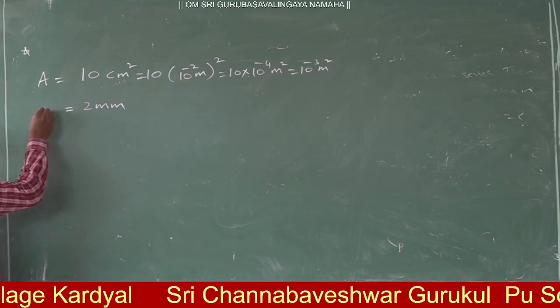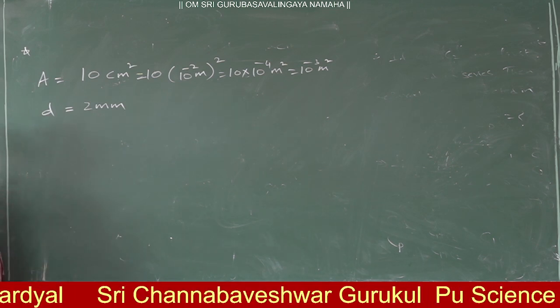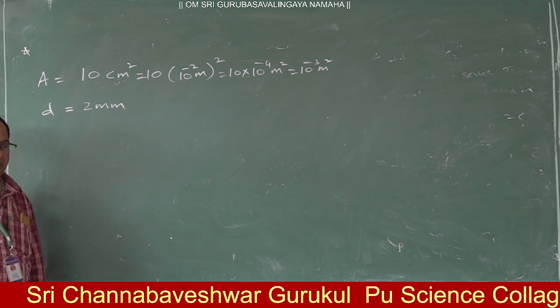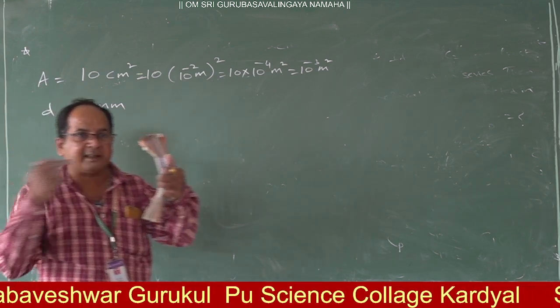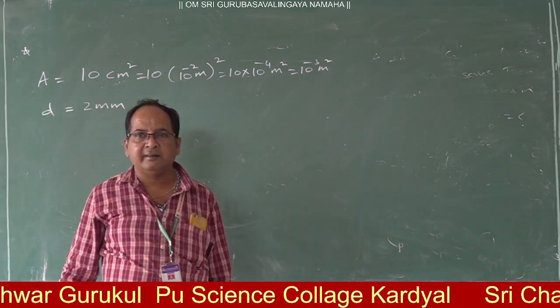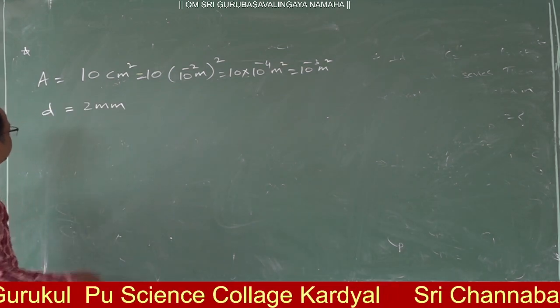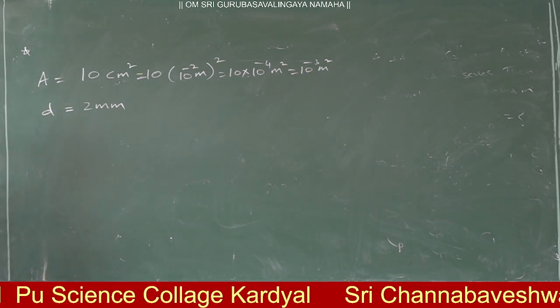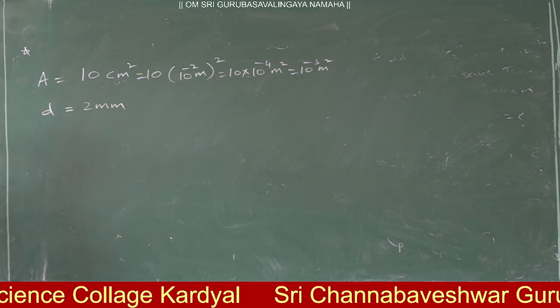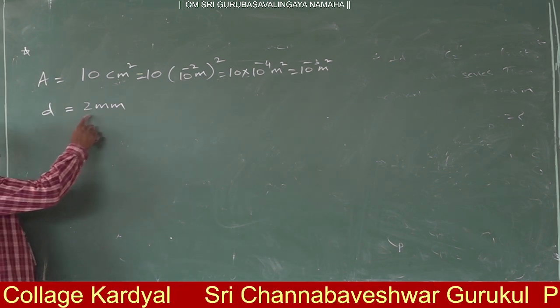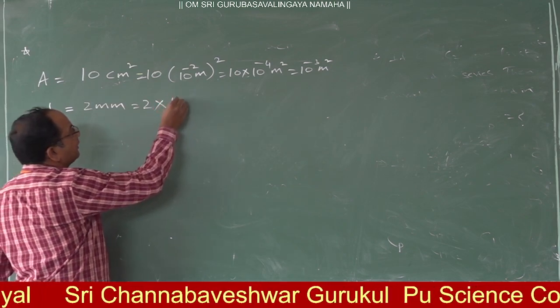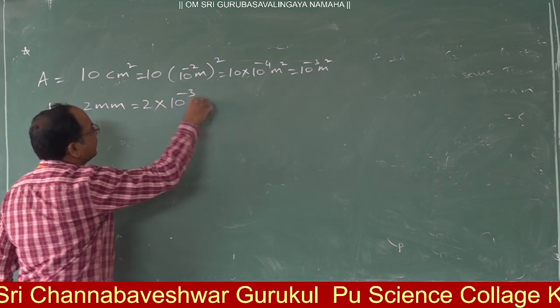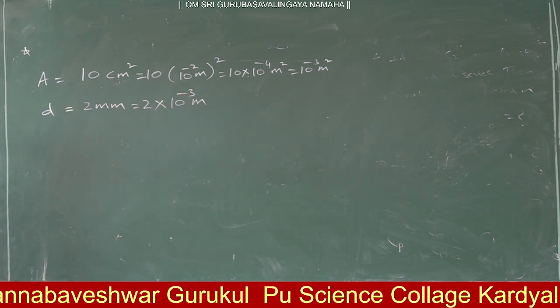Now, what is this one? Separation. Separation, two plates, how much distance? Separation is denoted by D. D is equal to 2 millimeter, which is 2 into 10 power minus 3 meter.